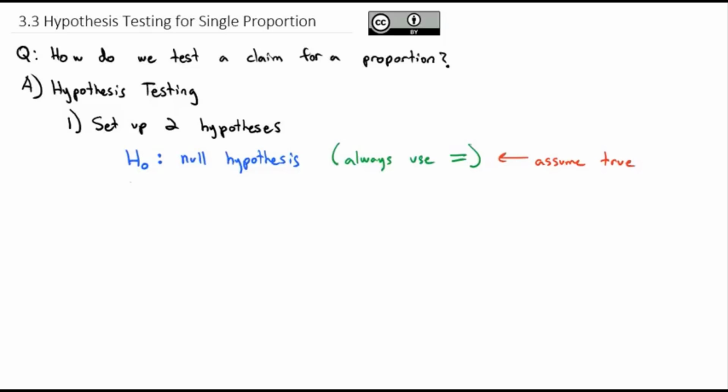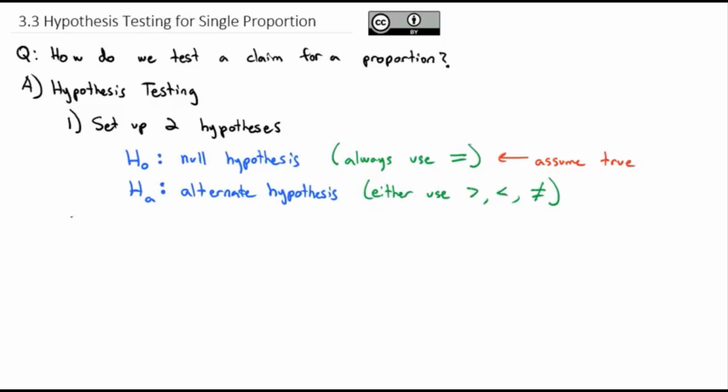If the null hypothesis is not true, the other hypothesis is H sub a, which we call the alternate hypothesis. This is often what we're trying to show, to disprove a claim. And this will use greater than, less than, or not equal to, kind of the alternative choice. If it's not equal to a number, it must be different than it.